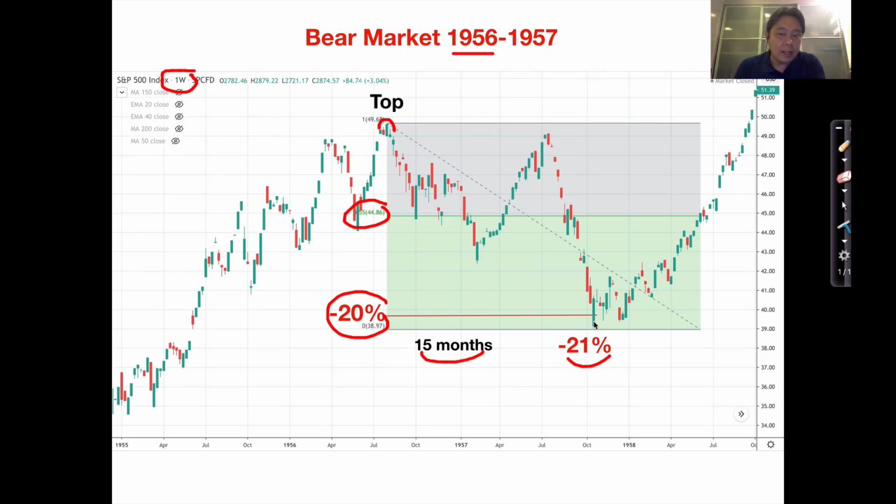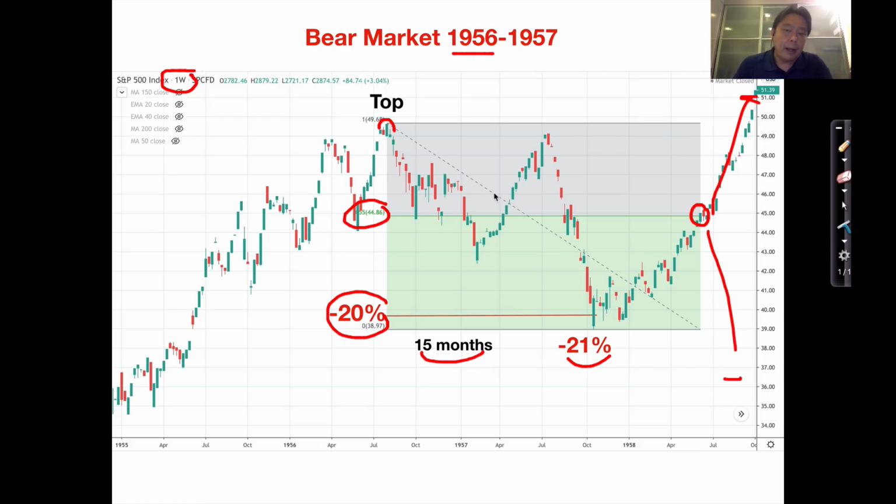And once it hit that low, what happened? It went up, and you can see over here it closed above 55% of the initial drop. And once it closed above 55%, it never made a new low anymore. It made new highs. There we go, right?